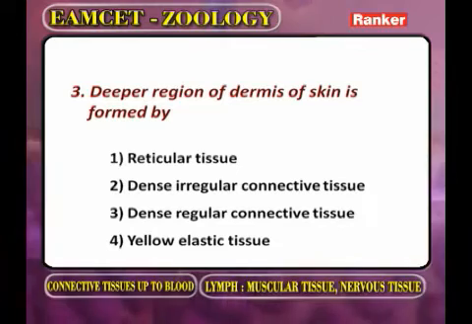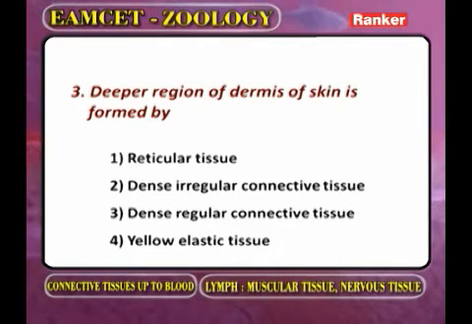Now observe the options. One we call a reticular tissue. The second one we call a dense irregular connective tissue. The third one we call a dense regular connective tissue. And the fourth one we call a yellow elastic tissue. I am giving some hint regarding this question.